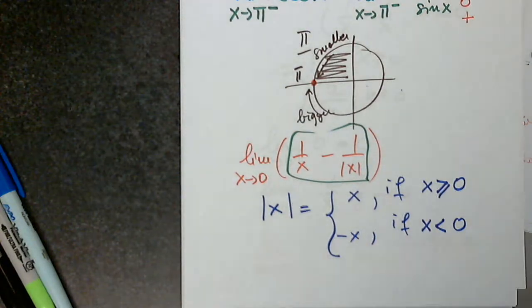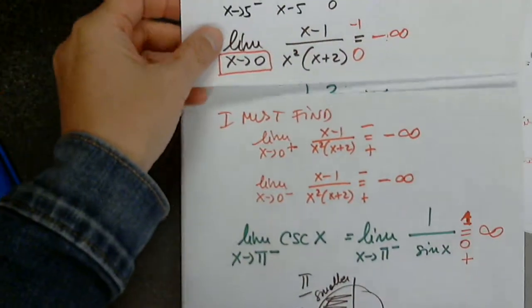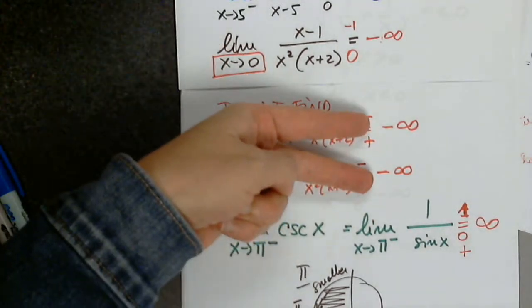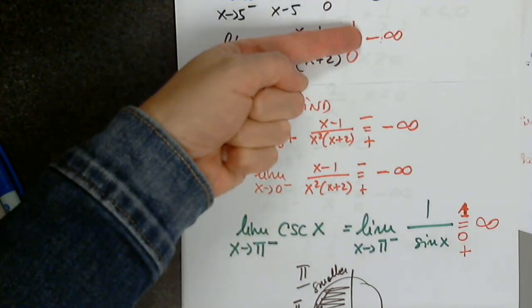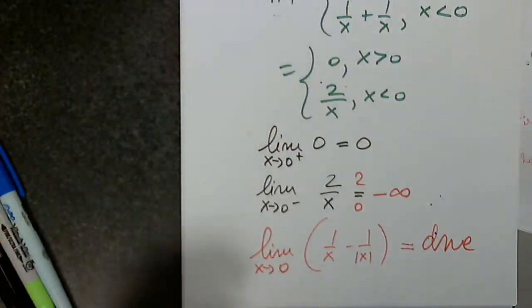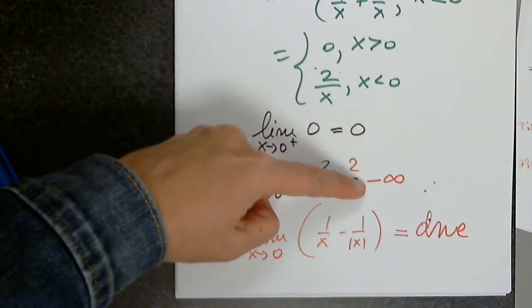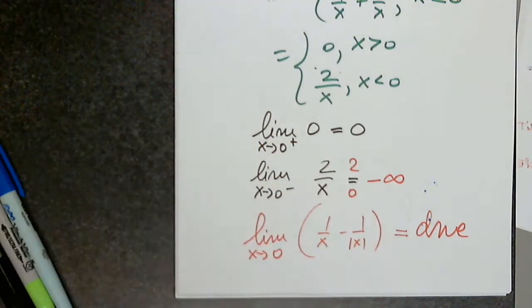So in the previous case that we worked on, it happened that both sides were negative infinity. That's why we copied negative infinity. But in this case, we had 0 from one side, negative infinity from the other. Therefore, it's DNE. Any questions for me?